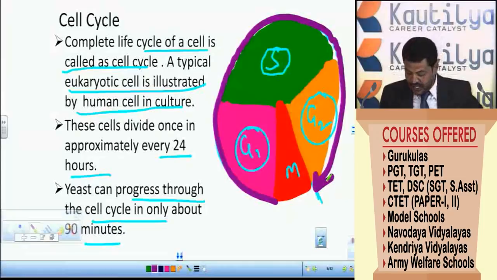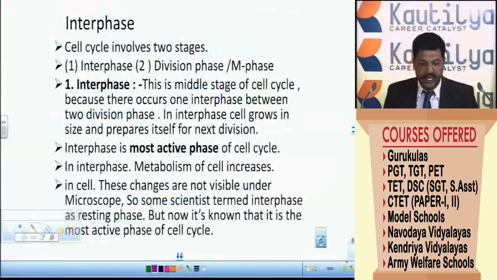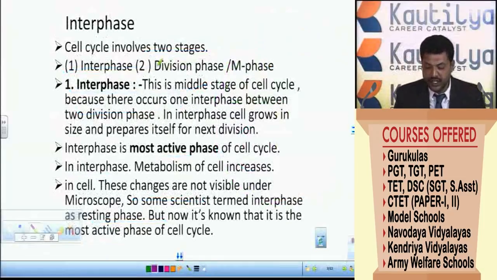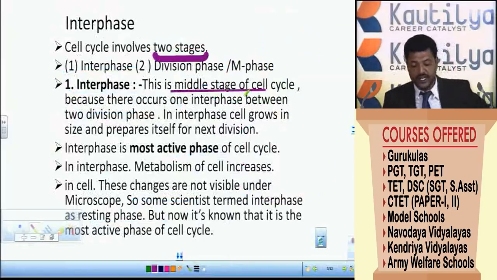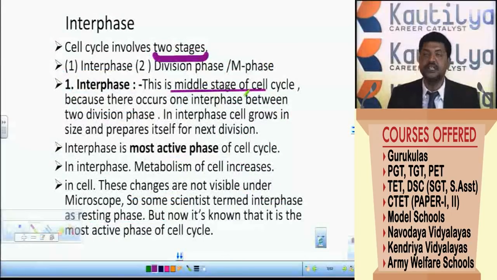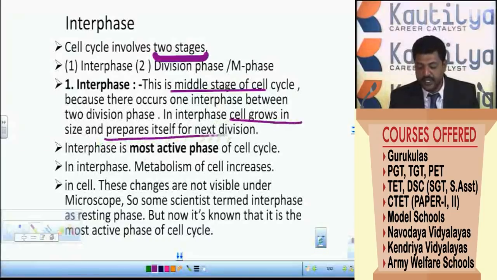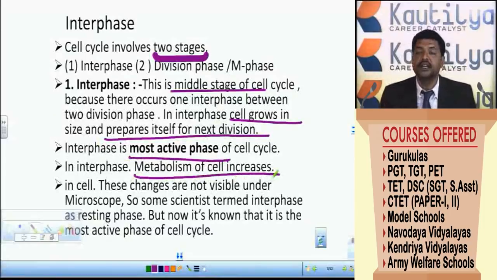Now let us see the next cycle here. The cell cycle involves two important stages. One is interphase, the middle stage of the cell cycle. Why is it interphase? Because it is occurring in between two divisions. In interphase the growth of the cell increases and it prepares itself for the next division. Interphase is the most active phase. Metabolism of the cell increases.